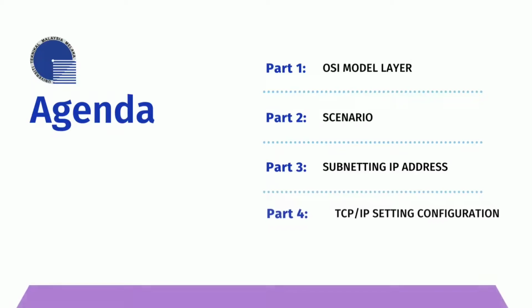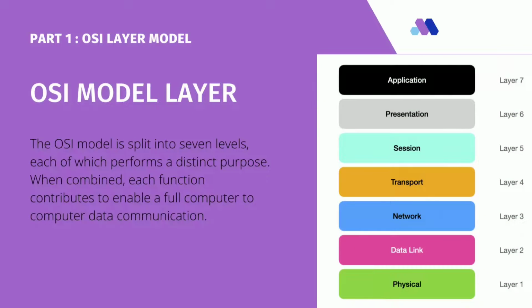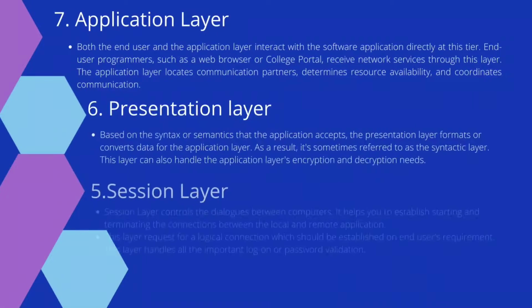First, let's look at the OSI model before understanding how data travels to different networks. The OSI model consists of 7 layers, each of which performs a distinct purpose. When combined, each function contributes to enable full computer-to-computer data communication.